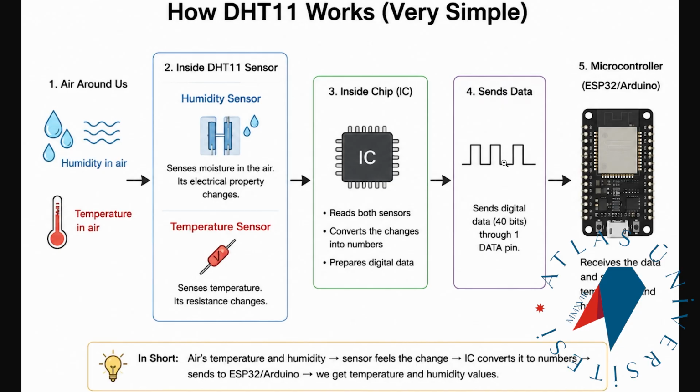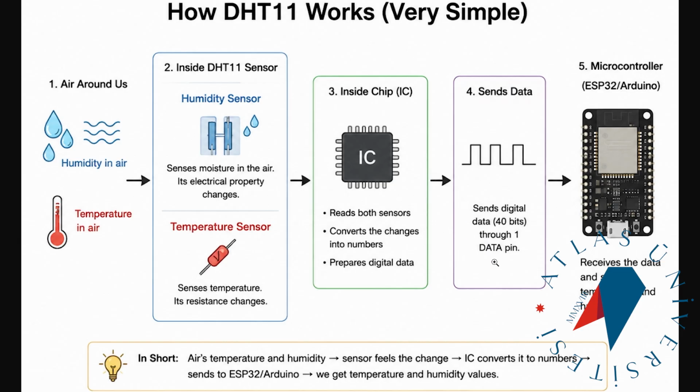And now let's get into explaining the DHT11 sensor, but in a very simple way. Basically, the humidity sensor will just sense the electrical property change. That's what it will actually measure or sense. And for the temperature, it relies on a resistor, and how the resistance changes. If it was hotter, the resistance would be different from colder. It will basically read both of them, convert them into numbers, and prepare digital data.